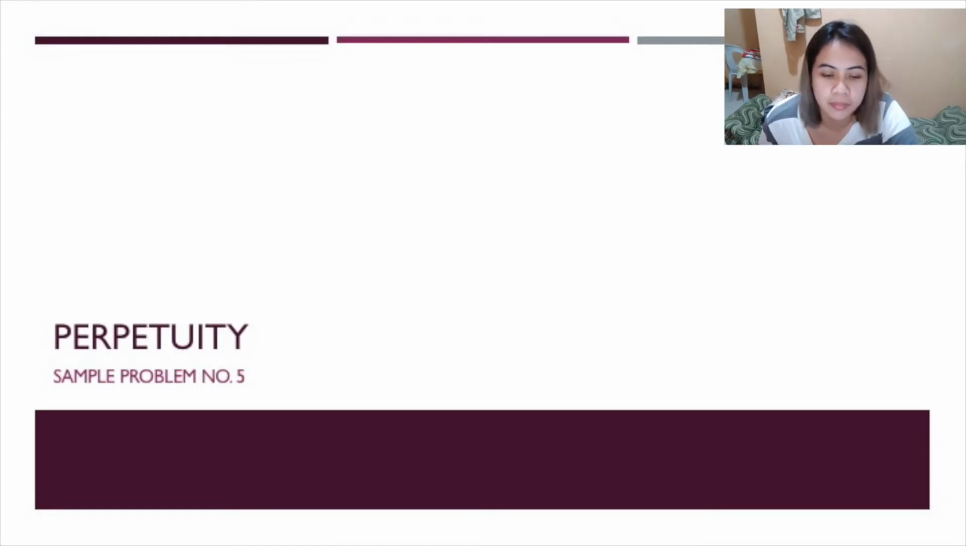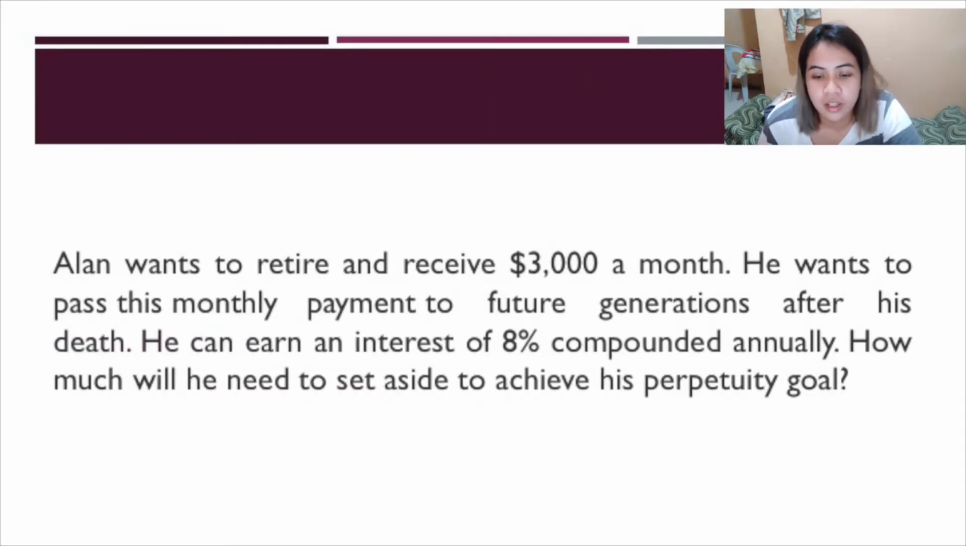So our sample problem: Alan wants to retire and receive $3,000 a month. He wants to pass this monthly payment to future generations after his death. He can earn an interest of 8% compounded annually. So how much will he need to set aside to achieve his perpetuity goal? The solution goes like this.